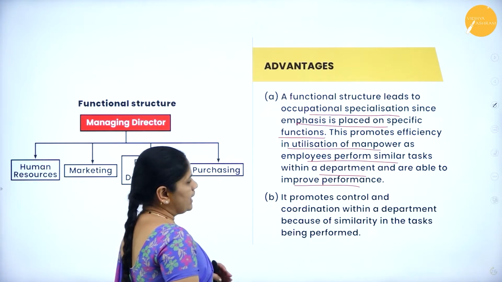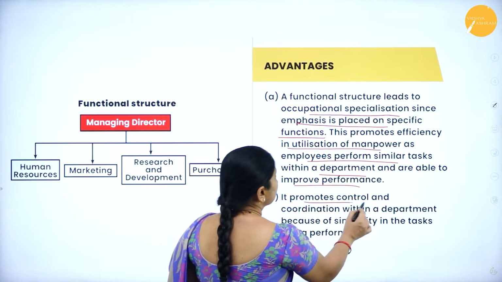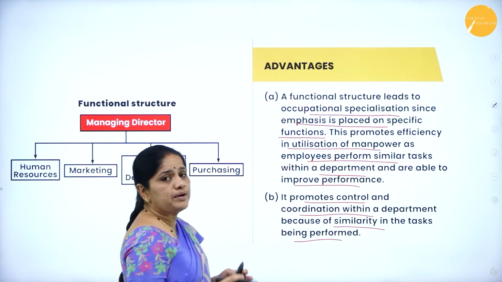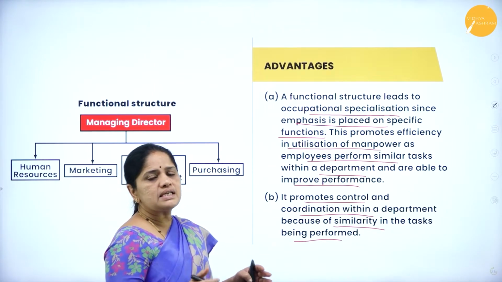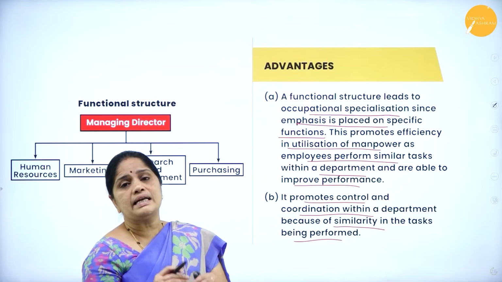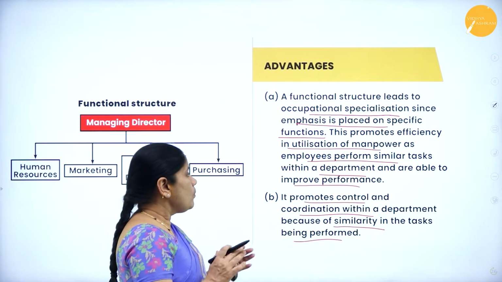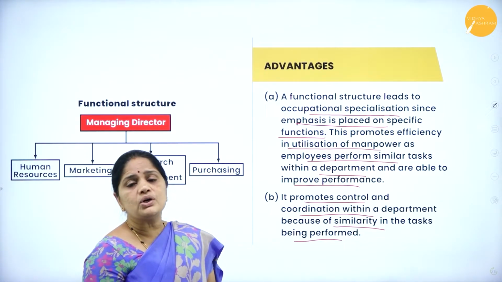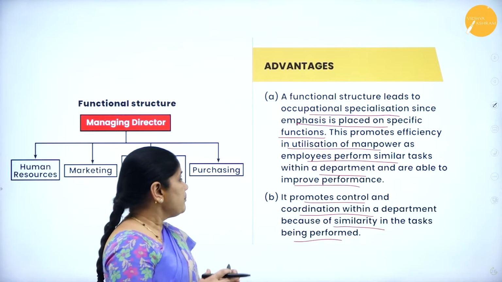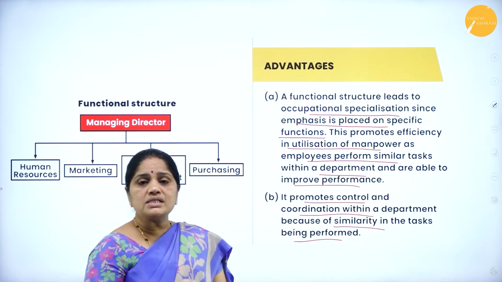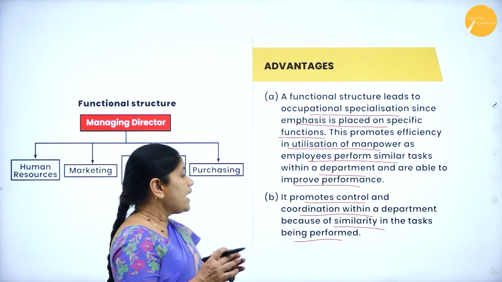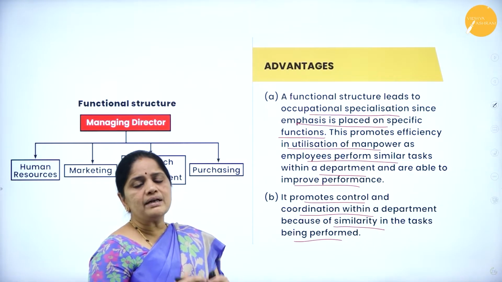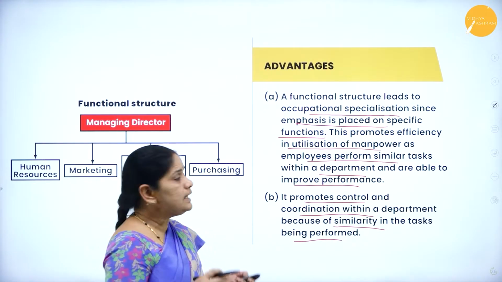Then, the second advantage is it promotes control and coordination within a department because of similarity in tasks being performed. So, each of the persons in the HR department will be doing jobs related to human resources. So, there will be proper control and coordination in the department because of similarity in tasks, because these persons will be doing the same job, and so they will be well versed in that. So, this will help in proper coordination and control in the department.